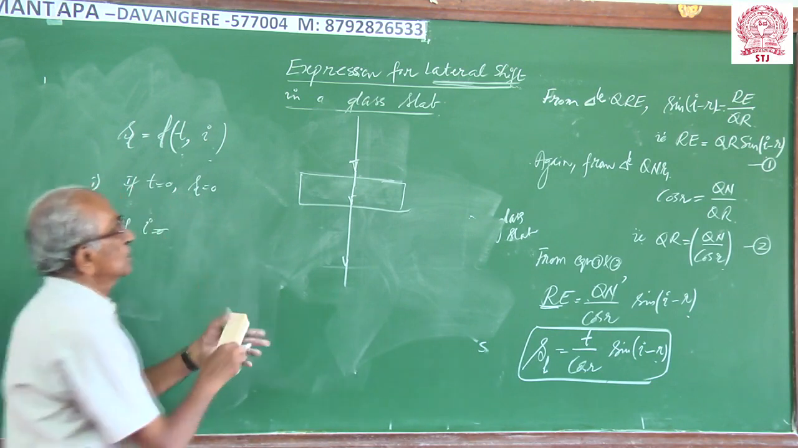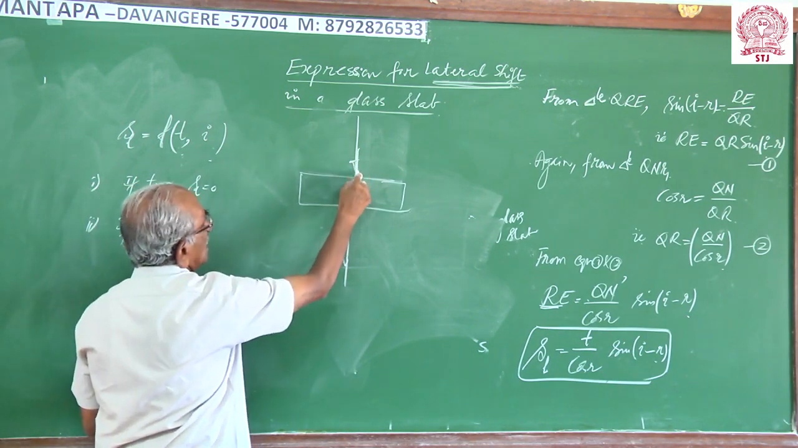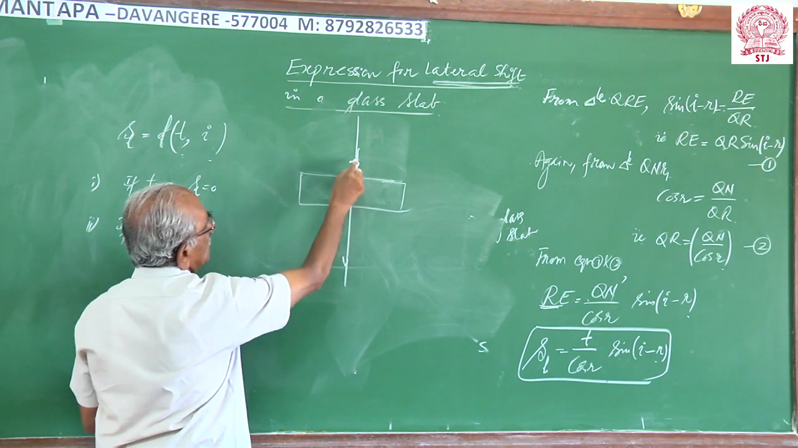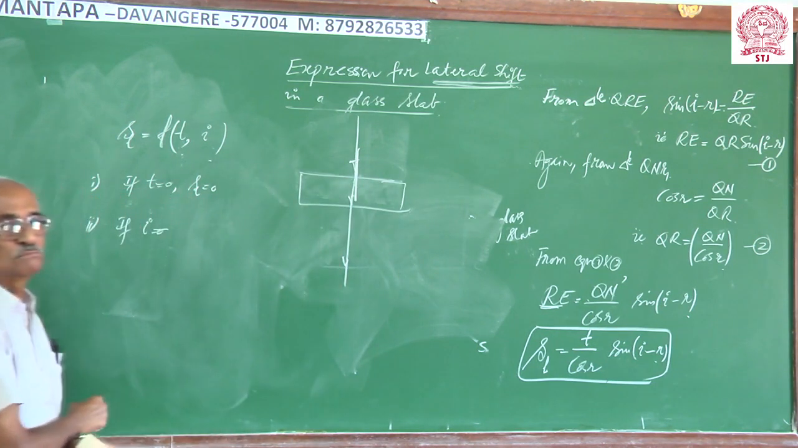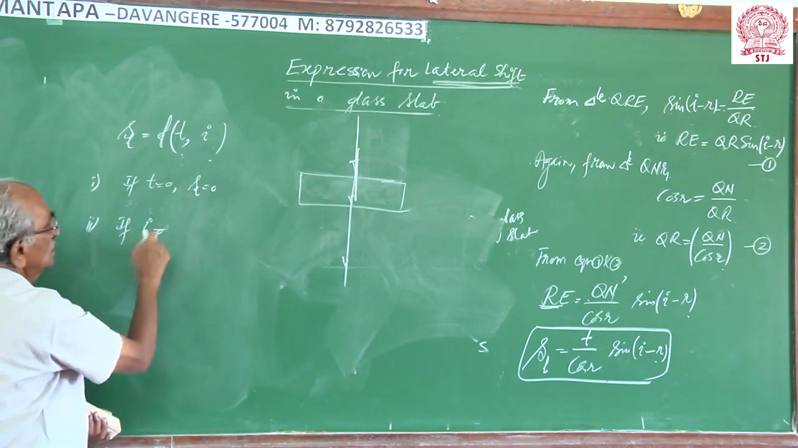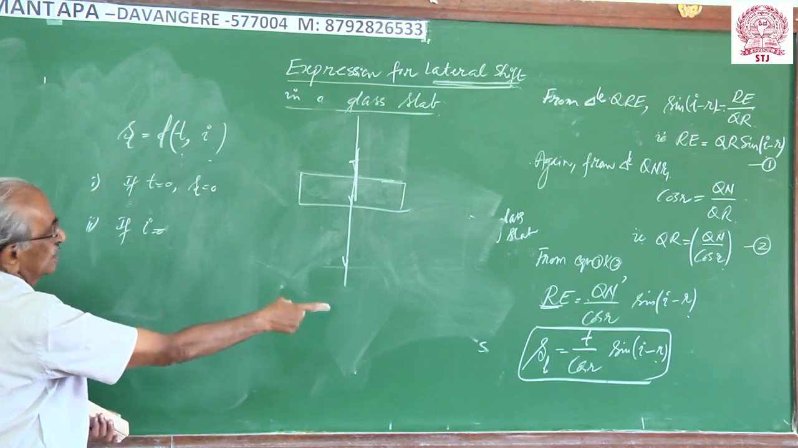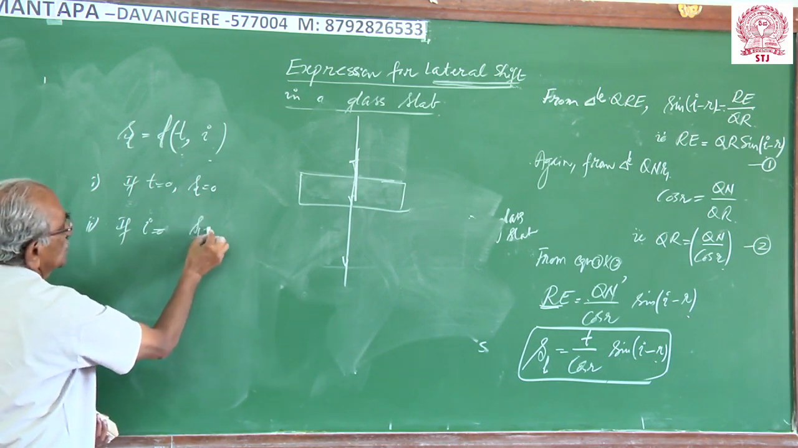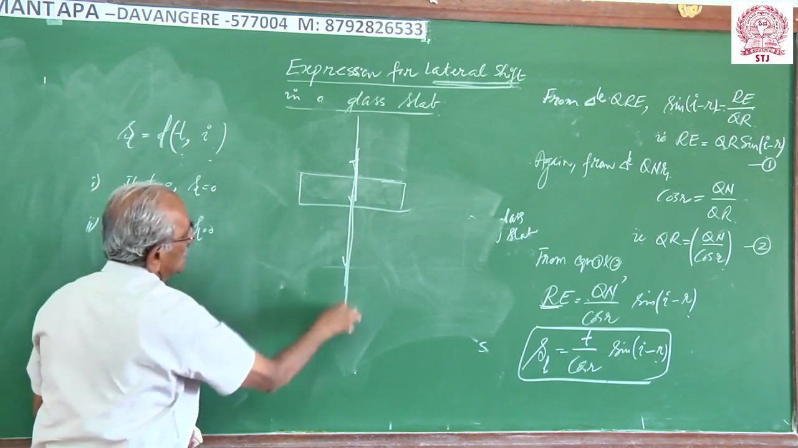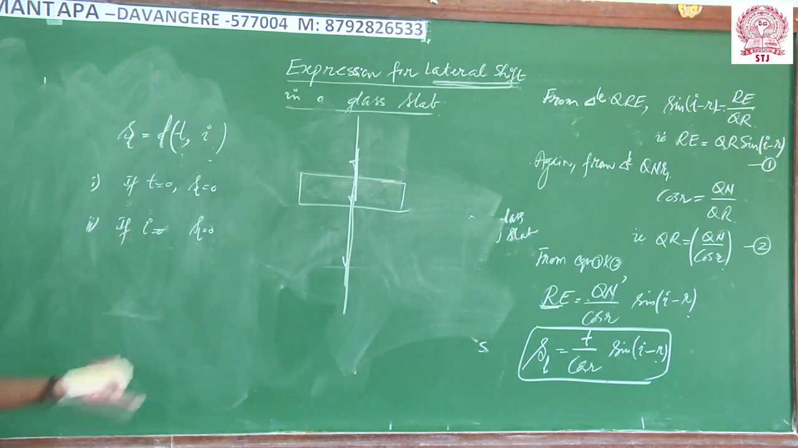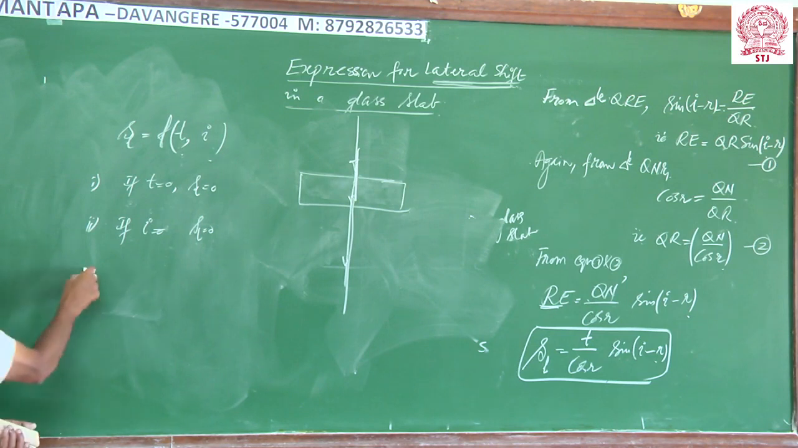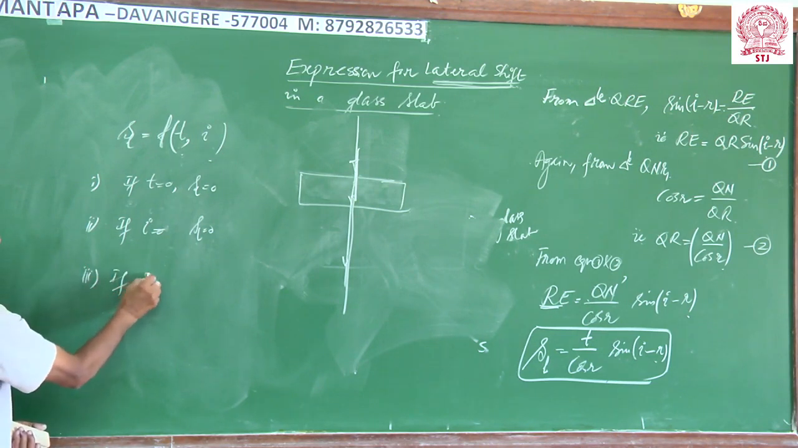If I is 0, see, this is I, now this is R. So if I is 0, R is also 0. So it means that sin of I minus R, that is 0. So lambda is 0. So here also the shift is 0. That is obvious.